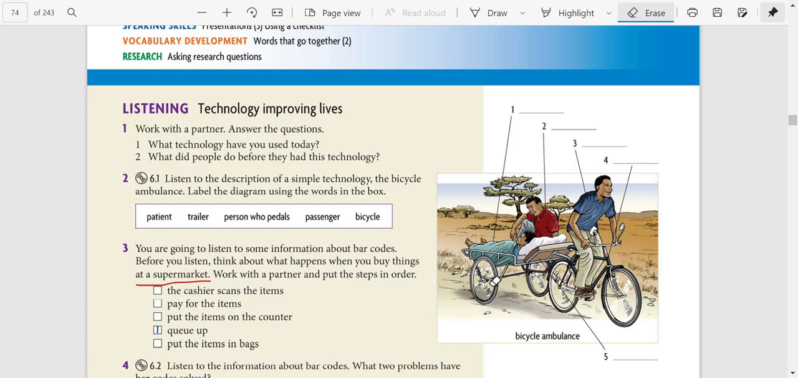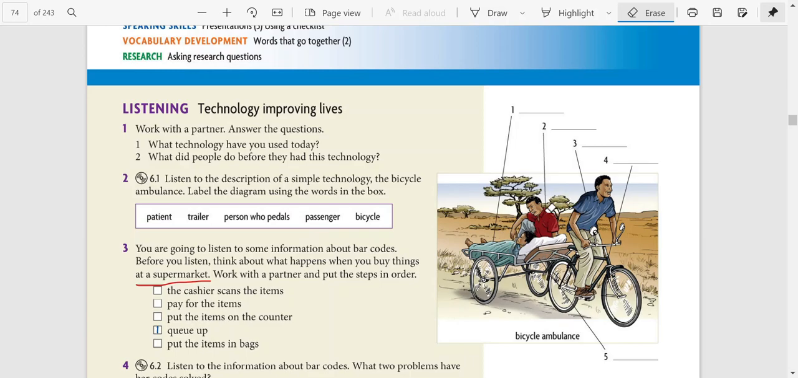And we have this person who pedals this bicycle. Let's read the words together and match them. Patient means sick people, ill people. Trailer is used for carrying sick people, and the sick people can lie down in there. A person who pedals, this person who rides the bicycle, we can call the person who pedals. Passenger is a person who looks after the other people, looks after the patient.